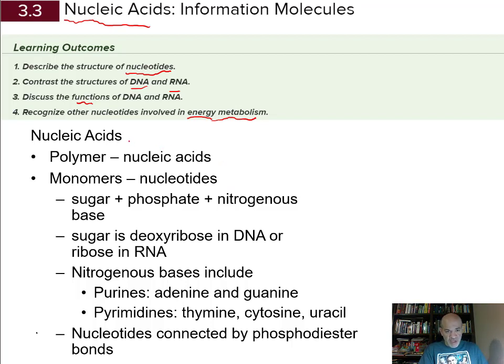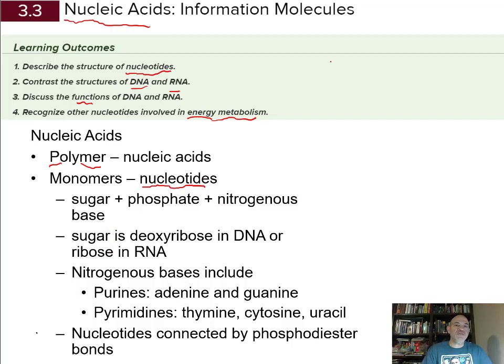Now, we call these nucleic acids. That's the name of the polymer. So when we talk about DNA, it is a polymer of a general category called nucleic acids. The monomers of this polymer are called nucleotides. So let's go ahead and sketch your basic nucleotide, which is going to be made of a sugar, a phosphate, and a nitrogen-containing base, or a nitrogenous base, they call it.